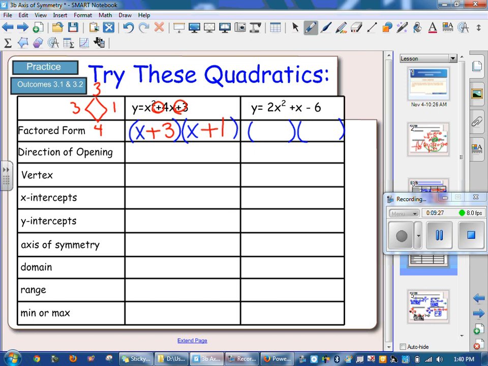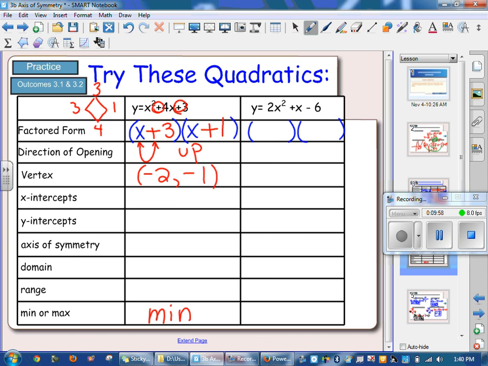Okay, direction of opening. You've just seen this graph. What letter does that look like? The letter U, so it goes up. When you did your vertex, you would have found a minimum point. So we would have got -2, comma, negative or positive 1? Negative. Negative 1, they're both negative.